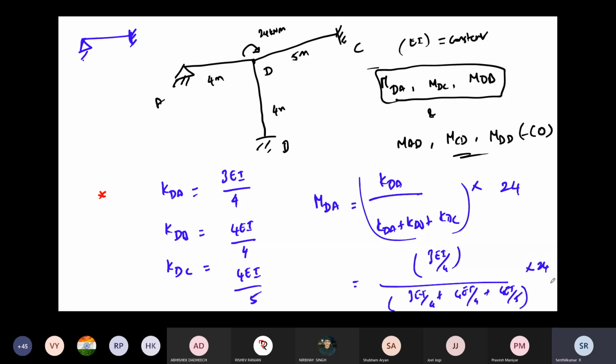Multiplication of 20. So like that, you can calculate MDB and MDC. K by sigma K and multiplication of your moment. So now we can find out how much moment is distributed to DA, like that DC, like that DB. So finally, when you are adding all the moment, MDA plus MDB plus MDC will be equal to 24 only, because the 24 only you are distributing proportional to the stiffness. Proportional to the stiffness, this much load is transferring to the members.